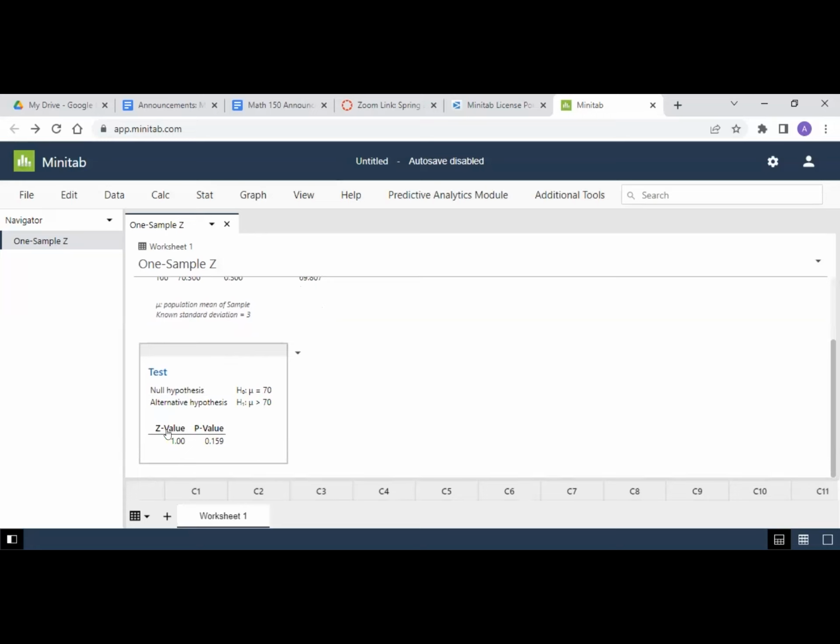We have this thing called the z-value. I wouldn't worry about that. If you were doing it by hand, you would calculate the z-value, but we don't really care about that. What we really care about is the p-value, right? The p-value is the important stuff. That is the number that we want. Okay. Any questions on what to click on Minitab?